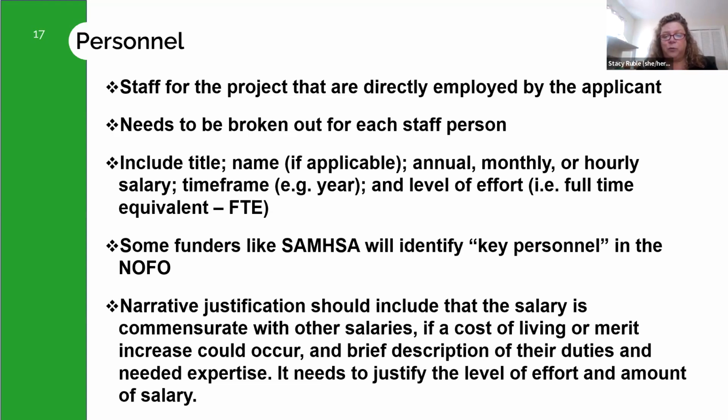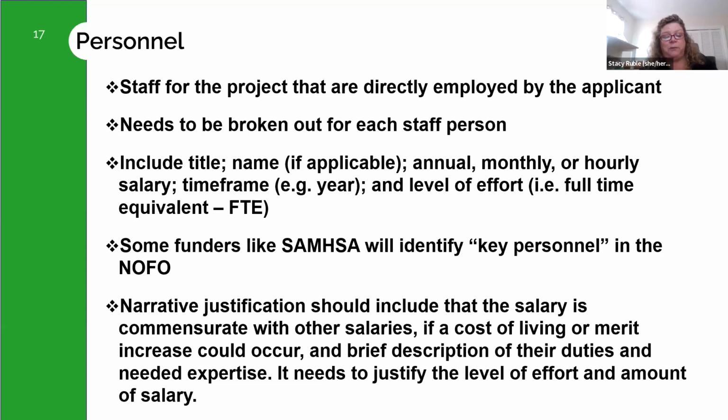You want to indicate either what their annual, monthly, or hourly salary is, depending on how they are typically paid. The time frame, typically within a year, and level of effort. As I said before, that's full-time equivalent. So if somebody is full-time, that's going to be 1.0. If someone is part-time, say 20 hours a week, that's going to be 0.50 FTE.